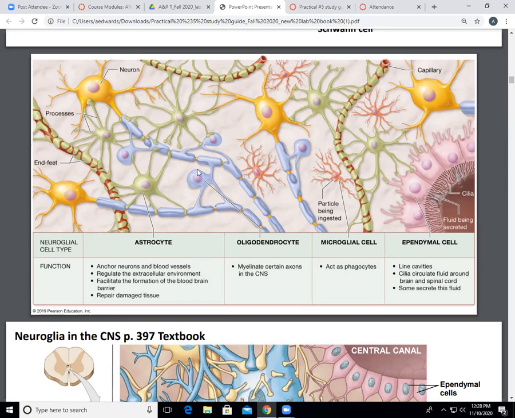The oligodendrocytes, right here, myelinate some axons in your central nervous system. Okay, so they provide myelin. Your microglial cells here are phagocytes. Okay, so here's a microglial cell ingesting some particle that the cell perceives as dangerous. And these are ependymal cells, and they're lining different cavities in your nervous system. And they have cilia that circulate fluid around your brain and your spinal cord. And some ependymal cells will actually secrete that fluid. Okay, here's the cilia.